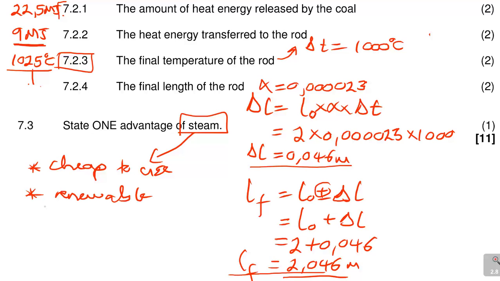Now the moment that it is renewable, you can say it is clean energy, or clean to the environment. So it is cheap to use, it is renewable, it is clean to the environment. All these are the advantages of using steam. So in all that, you will be given 11 marks.